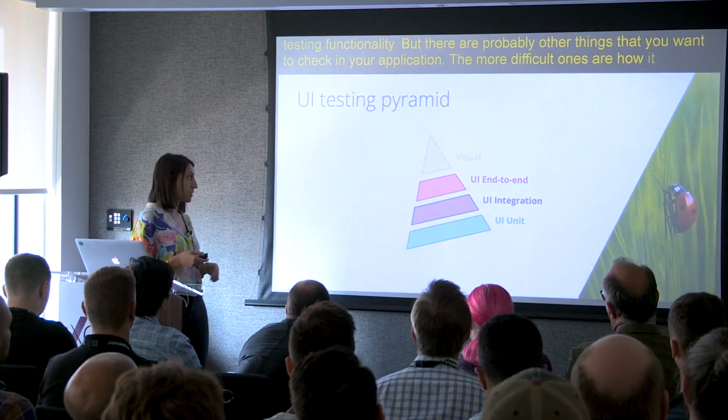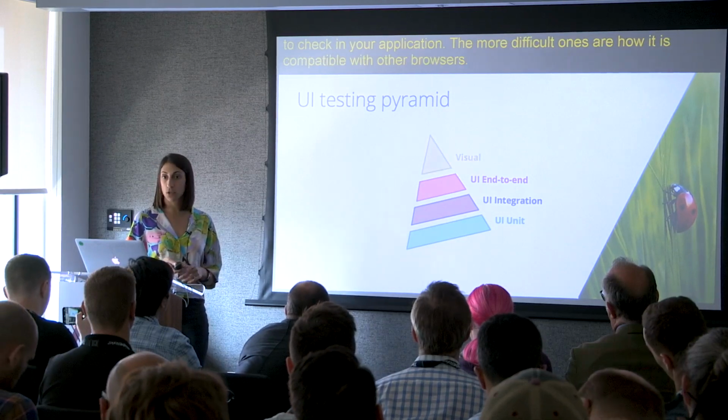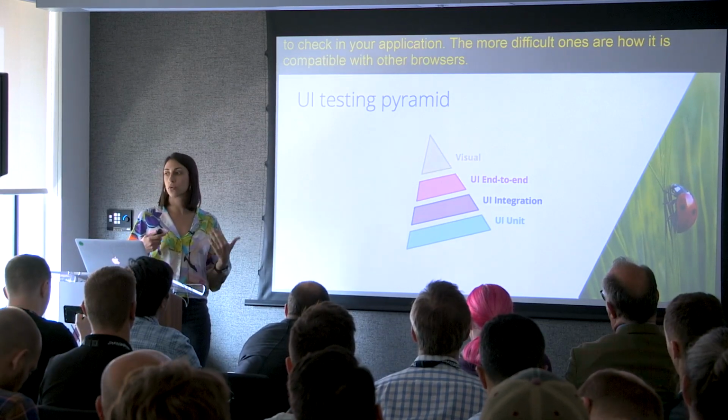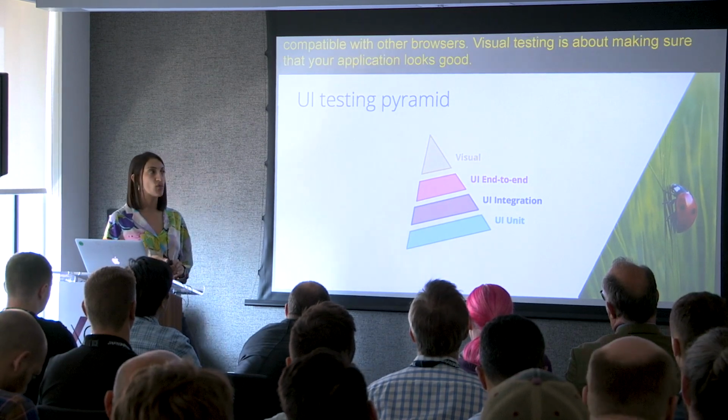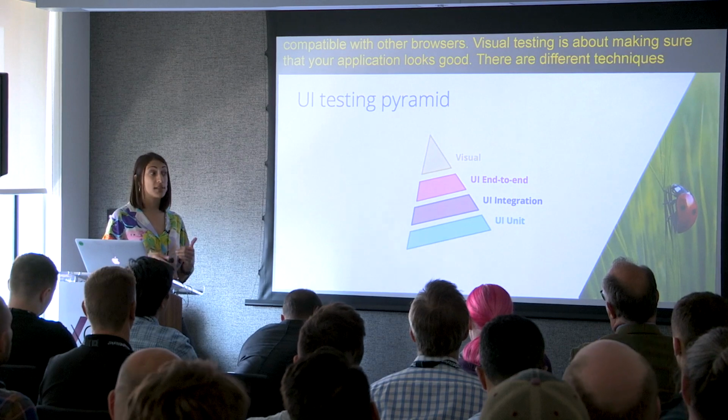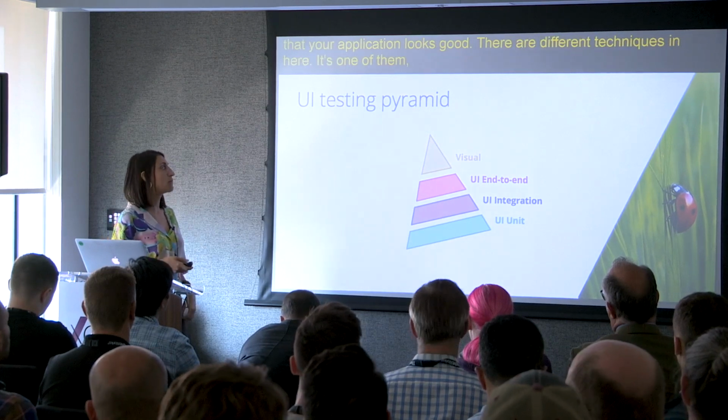So the most typical ones are the look and feel of your application and if it is compatible with other browsers. So I'm going to start with visual testing. Visual testing is about making sure that your application looks good. There are different techniques in here, and each one of them is going to give you different types of confidence. I'm going to mention a few.